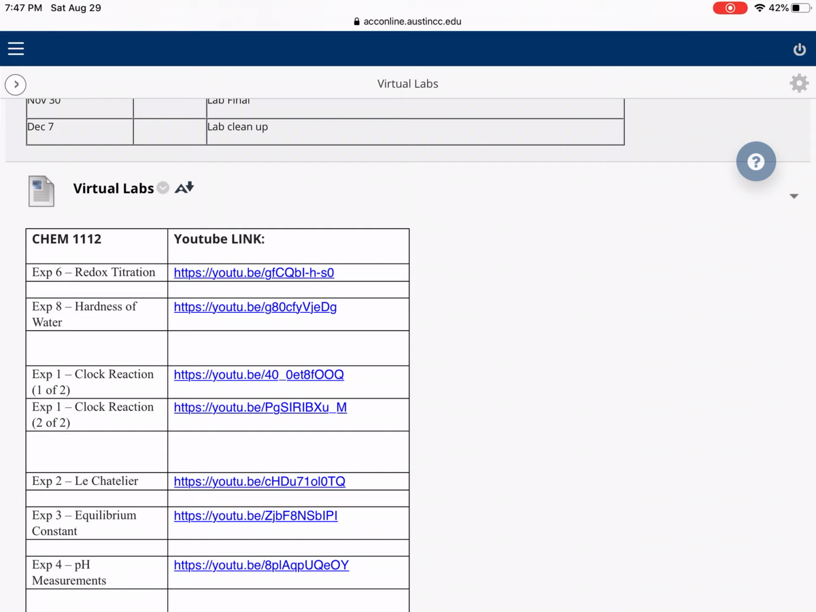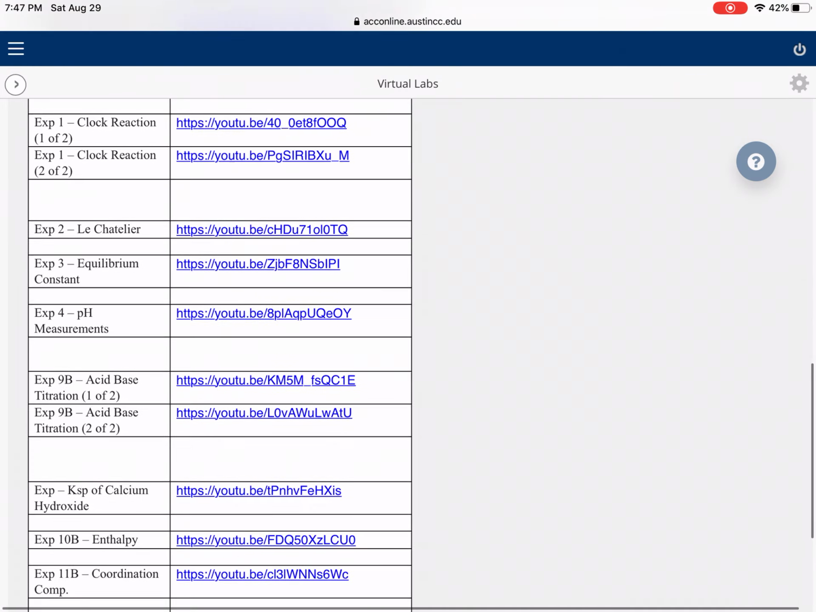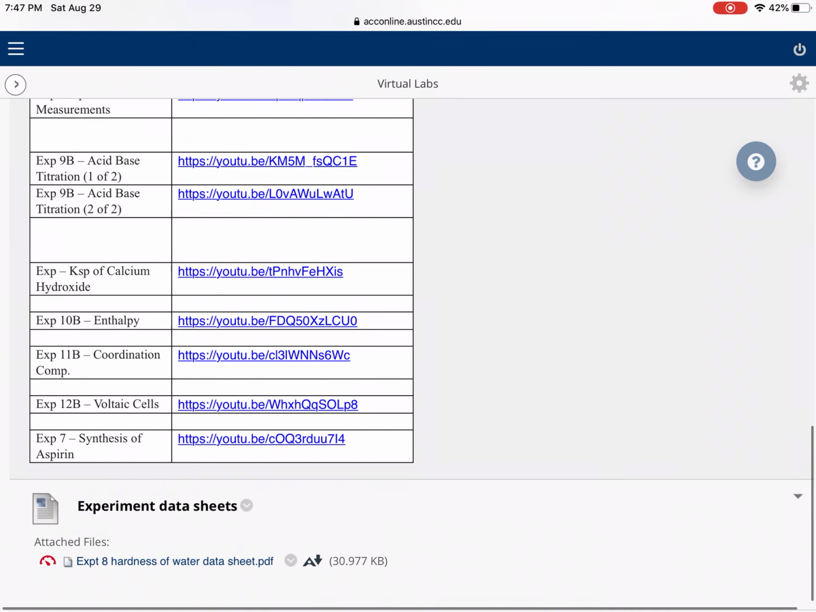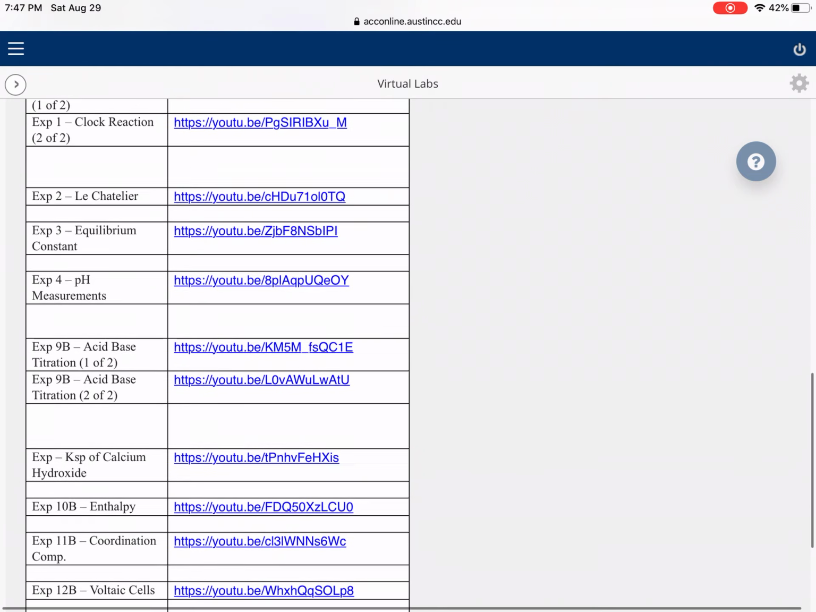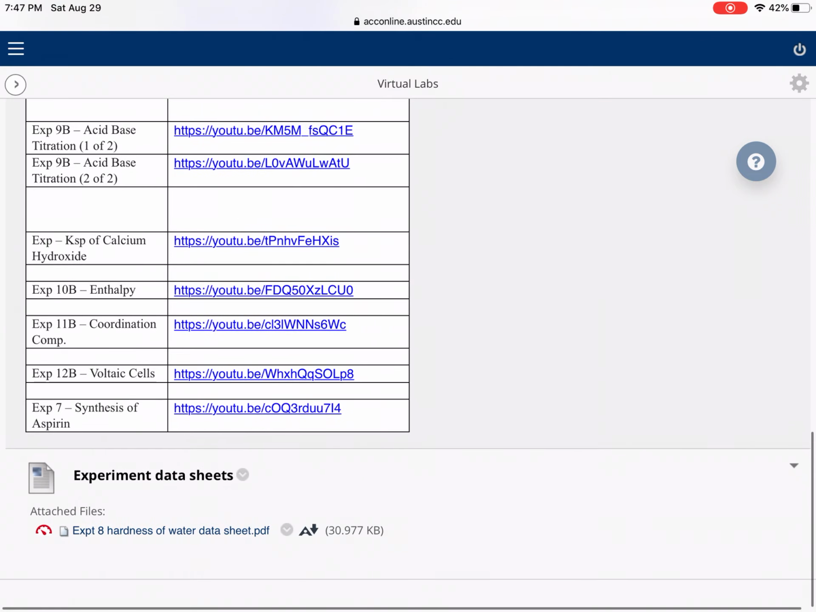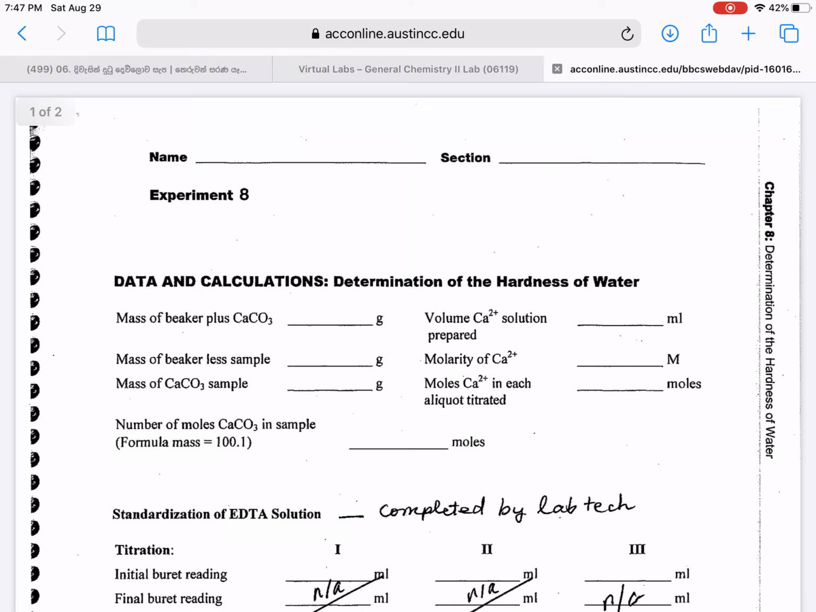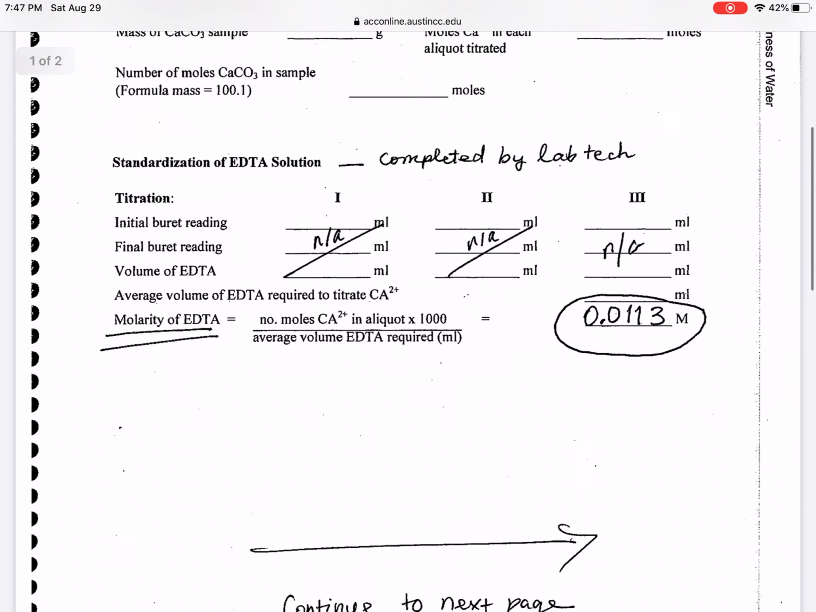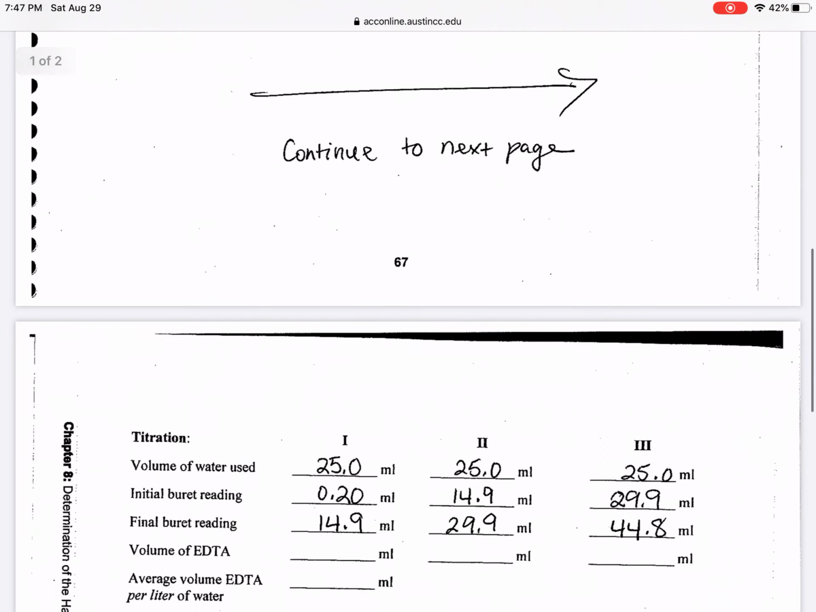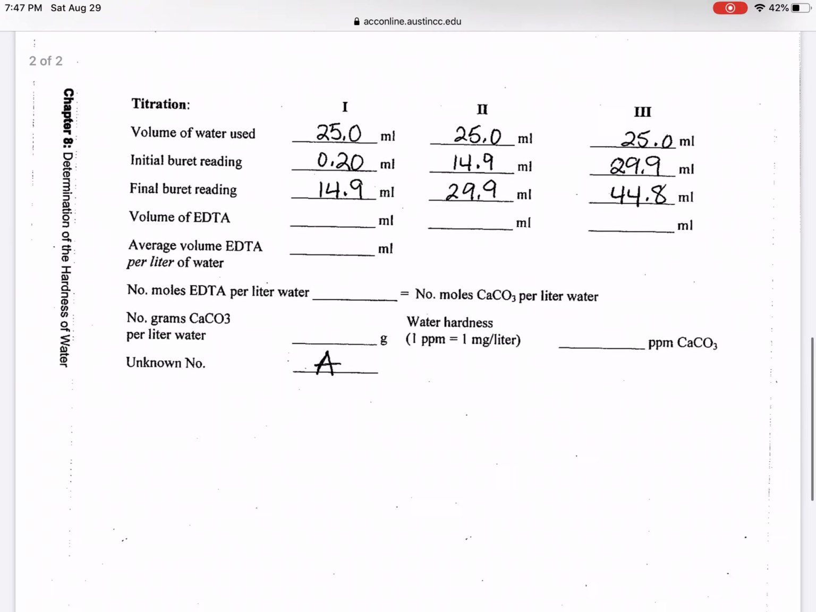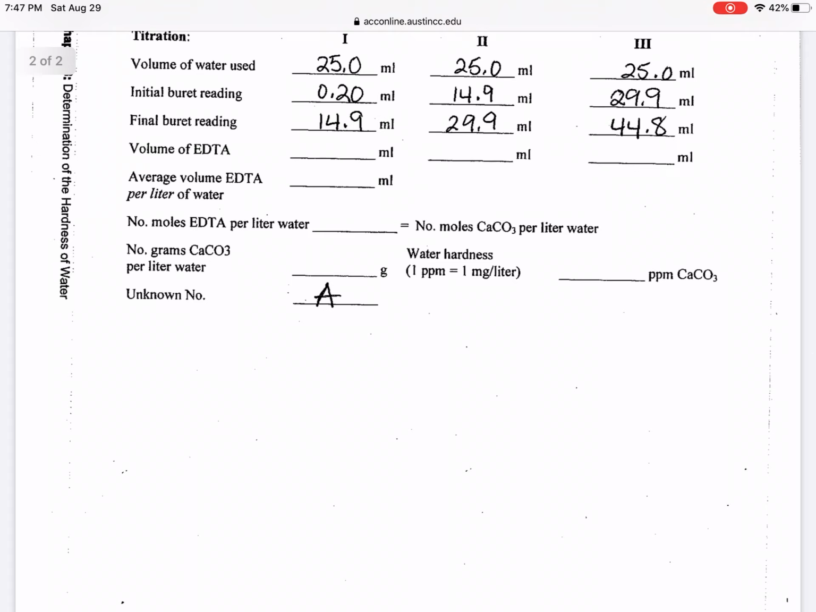Okay, so you have to watch that video. And likewise, all of the experiments are listed here. Also, you find the experiment data sheet in the same virtual labs tab. So if you click this one, experiment 8 hardness of water data sheet, you will find out the data sheet with all the data that is being obtained by performing the experiment and what are the calculations that you need to do.